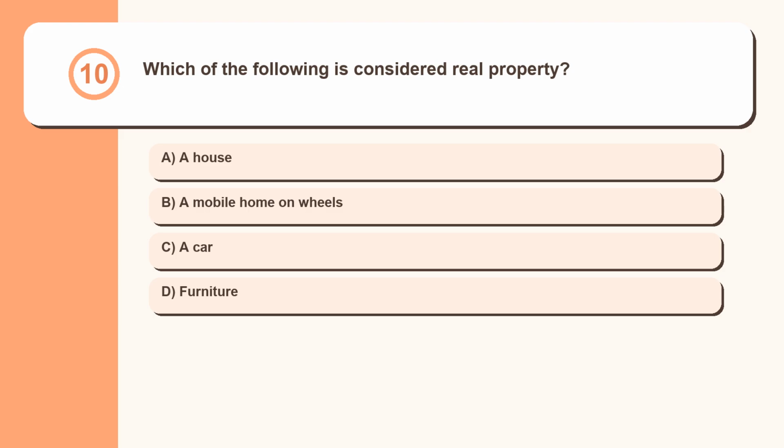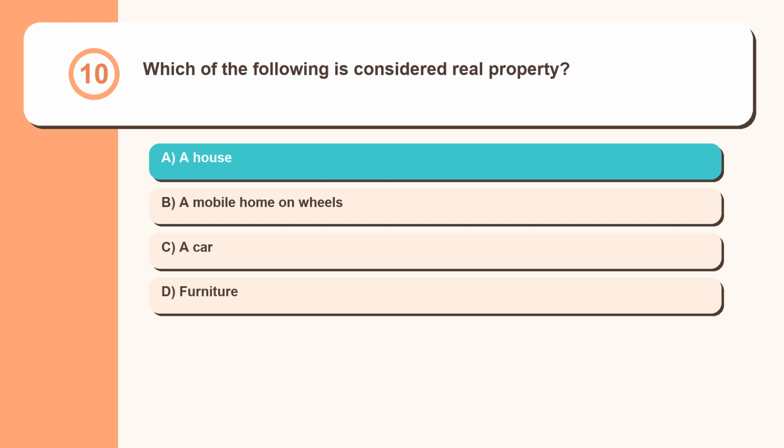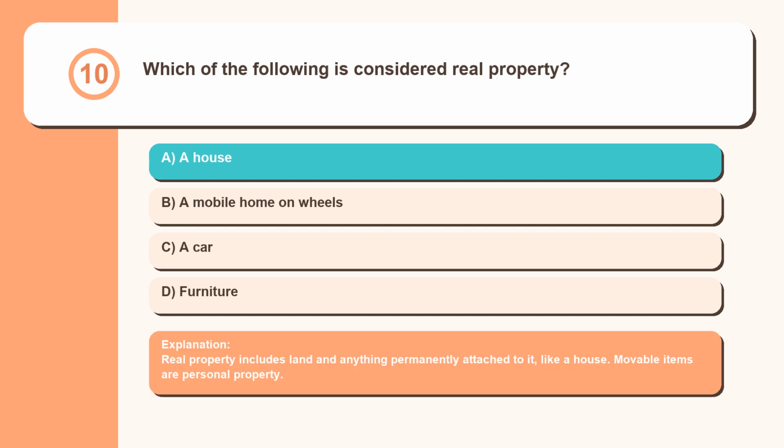Question 10. Which of the following is considered real property? A house, a mobile home on wheels, a car, furniture. Real property includes land and anything permanently attached to it, like a house. Movable items are personal property.